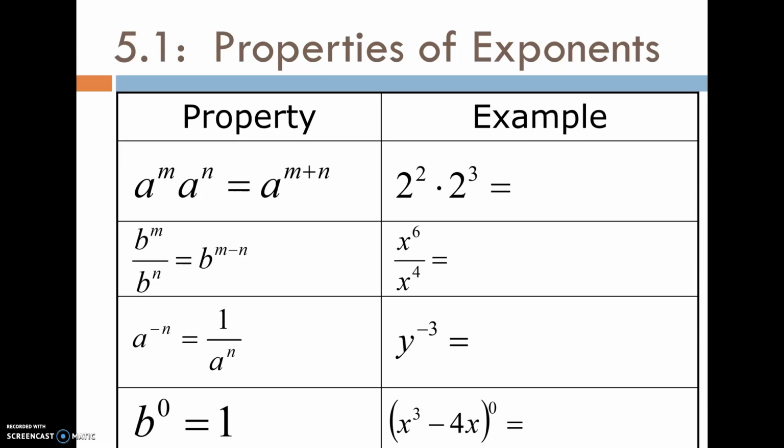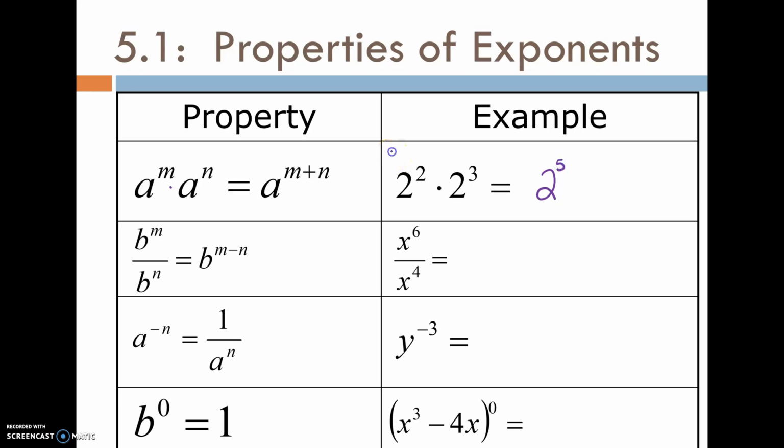Properties of exponents. I will try to give you a little tidbit of why with each explanation, but we have been learning this since Algebra 1, so hopefully this is a review. If you are multiplying with the same base, so like a to the m times a to the n, we add those two exponents together. So 2 squared times 2 to the third, add 2 and 3 together. 2 plus 3 is 5.